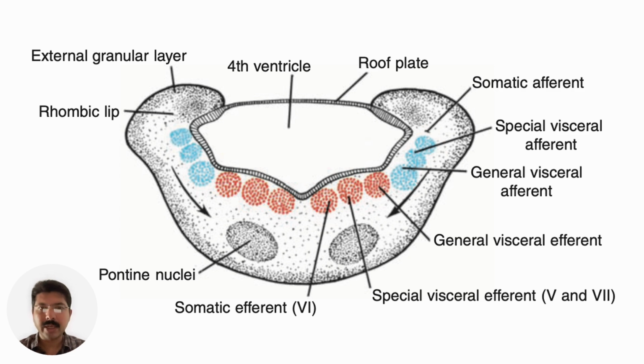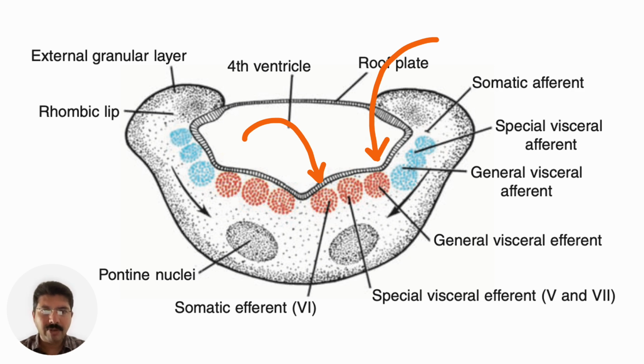Generally, we can observe a pattern here. The nuclei associated with somatic efferent functions, those controlling skeletal muscles derived from somites, are located most medially. This medial position is a general rule for motor nuclei controlling skeletal muscle. And further laterally, we will identify the nuclei associated with visceral efferent functions controlling the smooth muscle, cardiac muscle, and glands. These are positioned more laterally.